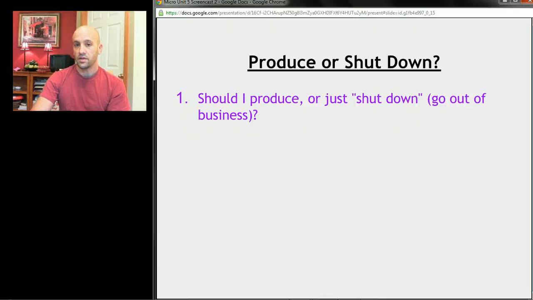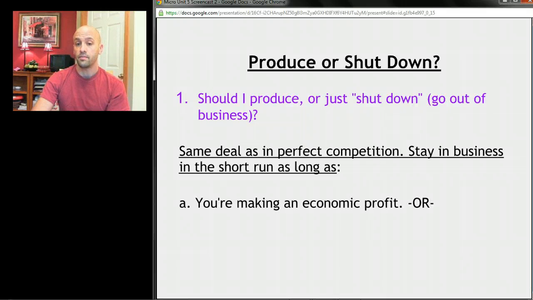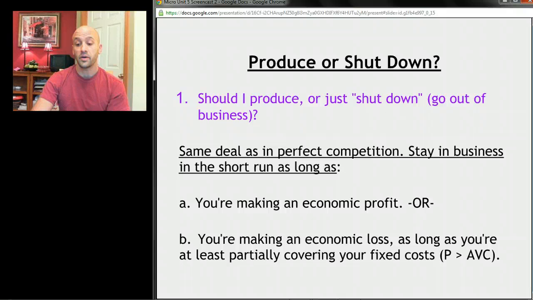Now, fortunately, the answer here is exactly the same as it was for a perfect competitor. You should stay in business if you're a monopolist as long as one of two things is true. If you're making an economic profit, or if you're making an economic loss, as long as you're at least covering a part of your fixed costs. Just like with perfect competition, if price is greater than average variable costs, it means that you're covering parts of your fixed costs and you should stay in business. So those rules haven't really changed.